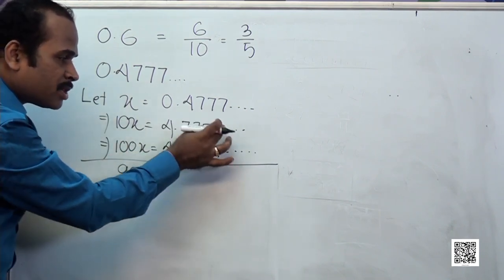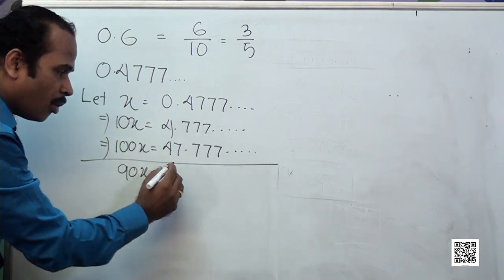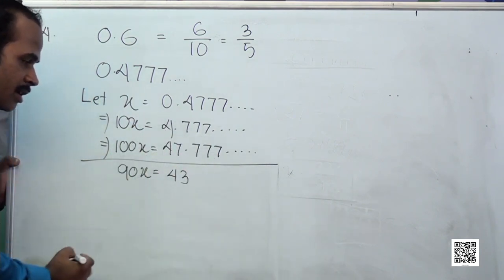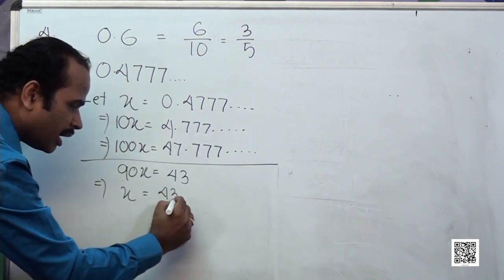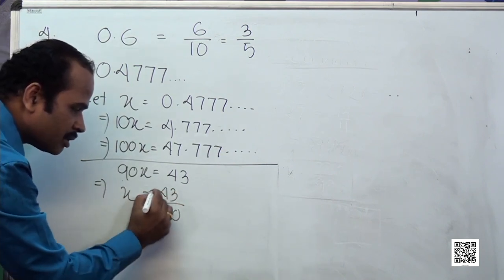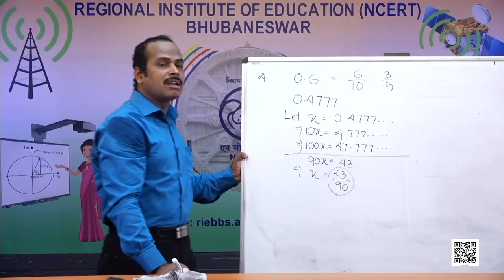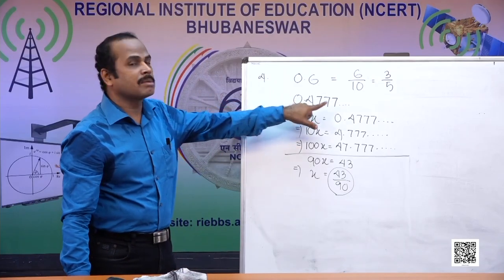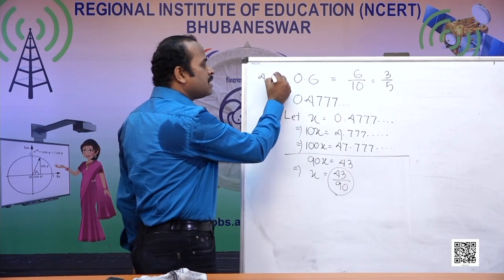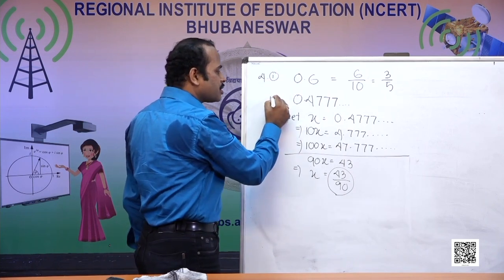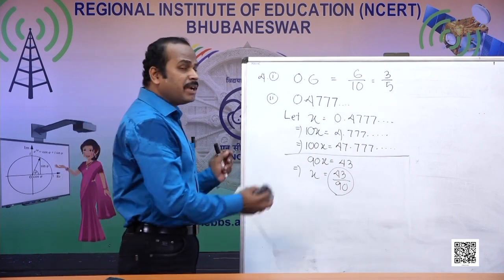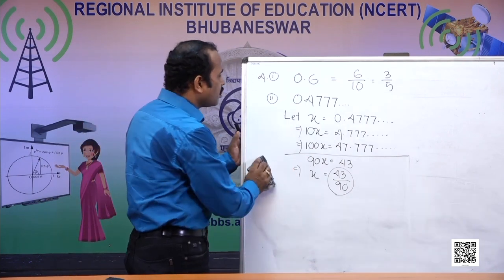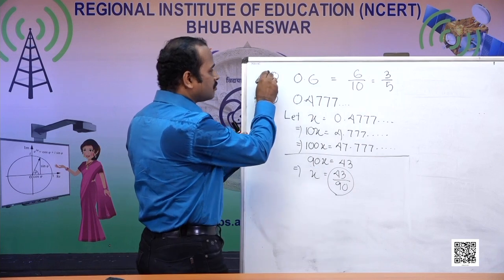Equal to, these portions are cancelled. So 47 minus 4, this will be 43. And 90x equal to 43 implies x equal to 43 by 90. So this is your required rational number of 0.477 bar. Okay, if this is the bit one, so this is your second bit. Let us go to the next question, bit 3. So let me rub this first bit.